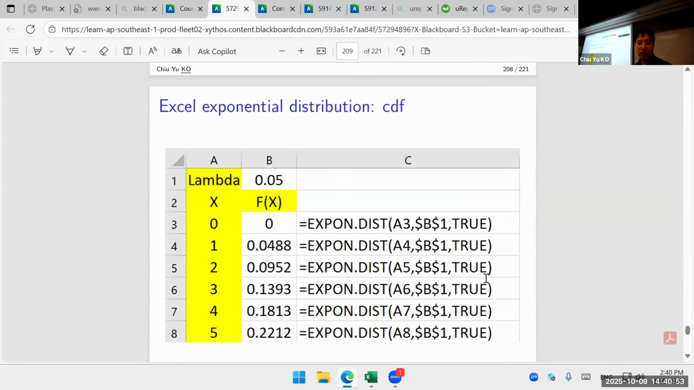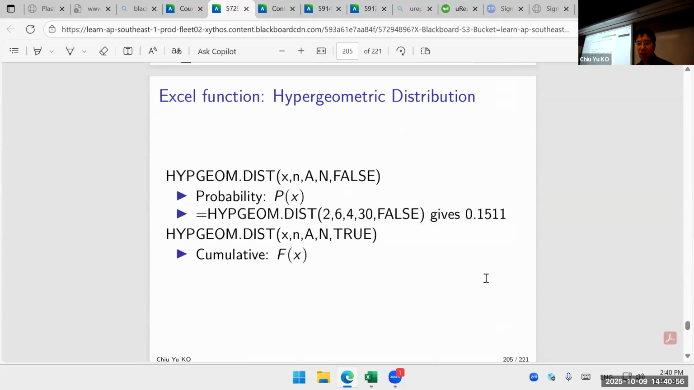Hypergeometric is here. It is XNAN, so you understand why I used this notation, because this is happening in Excel. It's not the easiest thing to see. Remember this question: I have 30 computers in the warehouse, 4 of them are bad, 26 are good, and you draw 6 of them. Probably 2 of them are bad, because 4 are bad. So, the hypergeometric.